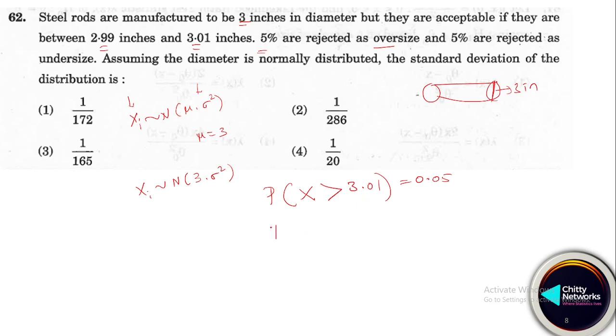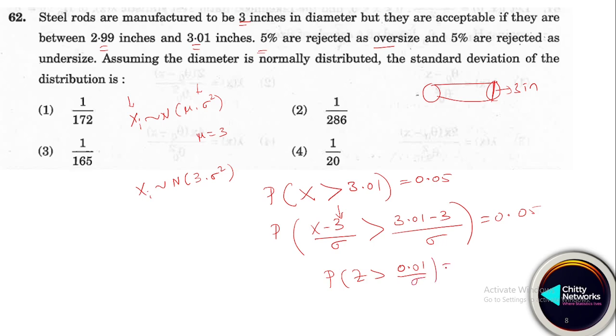We shall standardize this. Probability of (x minus mean) divided by standard deviation greater than (3.01 minus 3) divided by sigma. Here I have subtracted 3 and divided by sigma, and this should be 0.05. So (x minus 3)/sigma is the standard value z, so z greater than 0.01 divided by sigma equals 0.05. We know that the probability of z greater than z alpha is 0.05 when z alpha is 1.645.